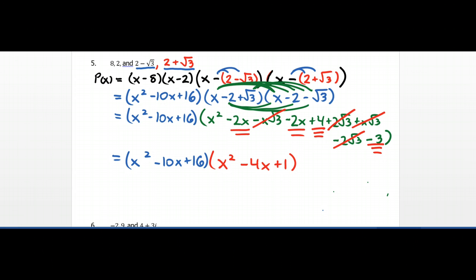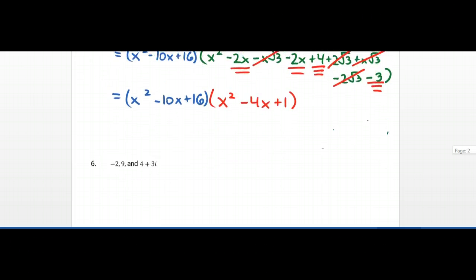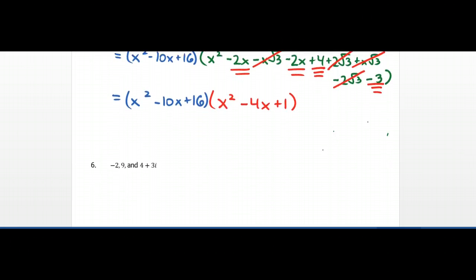Okay, now here comes the really fun part. We get to do another trinomial times another trinomial. So now we're going to do this trinomial multiplication here. So x squared times x squared, which gives you x to the 4th. This would be minus 4x cubed. And then over here, plus x squared.